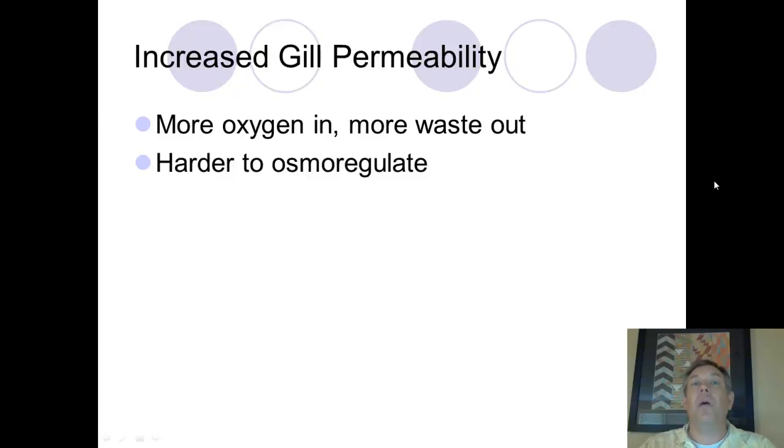However, remember that the gills are where we osmoregulate. And so if you're making it easier for oxygen and things to get into the fish, you're also making it easier for water to get into the fish. If you're talking about a freshwater fish, you're making it easier for the ions to diffuse in or out, whichever they want to do. And so those things that you need to regulate to maintain homeostasis, it becomes harder to do that when you're stressed.